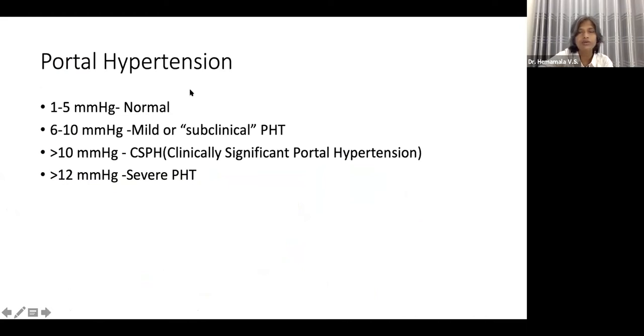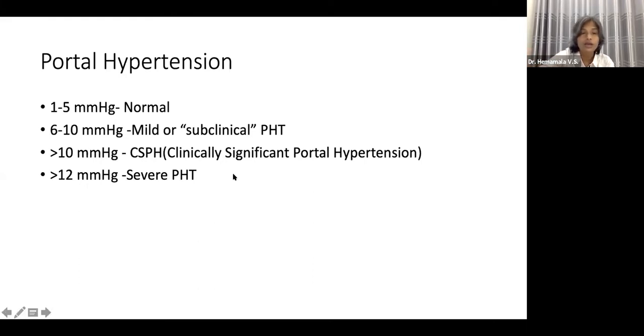So when we say clinically significant portal hypertension, we should know what is normal. Normal is 1 to 5. Anything more than 5, up to 10, is called mild or subclinical portal hypertension, but more than 10 we call clinically significant portal hypertension. This is a very important point we all should know. If it is more than 10, they are likely to develop complications, and more than 12 means severe portal hypertension. So they are likely to bleed. All the other complications are there.